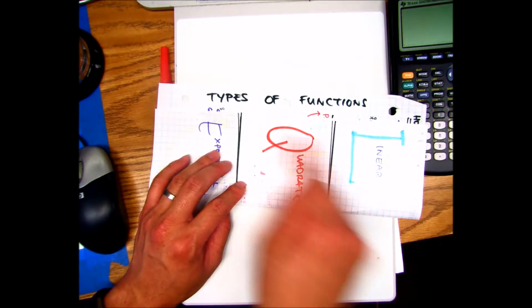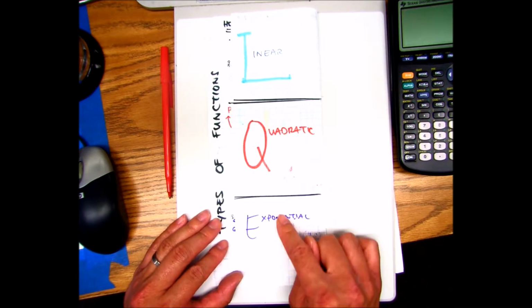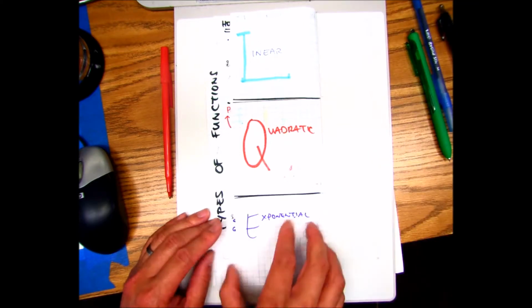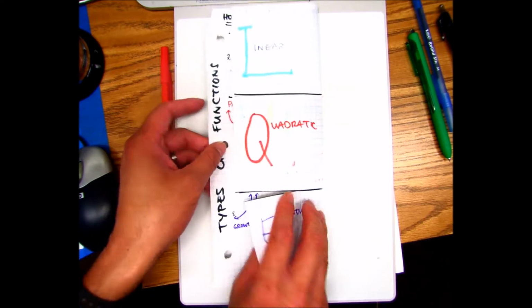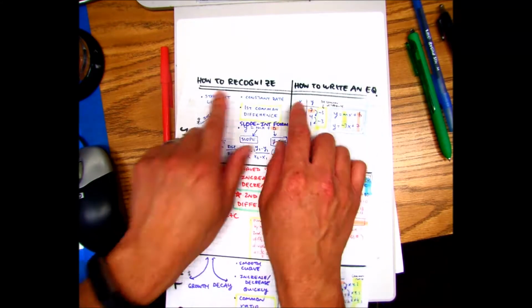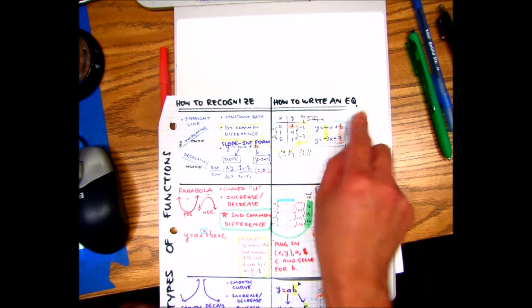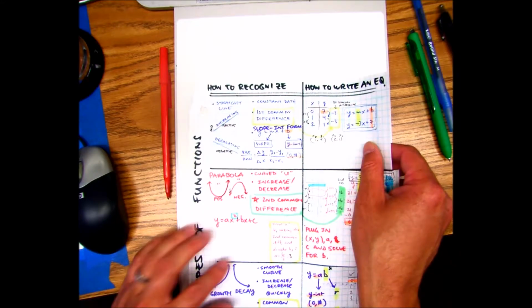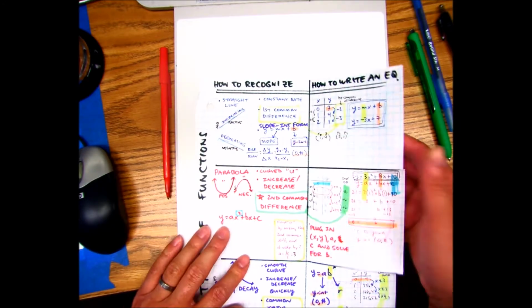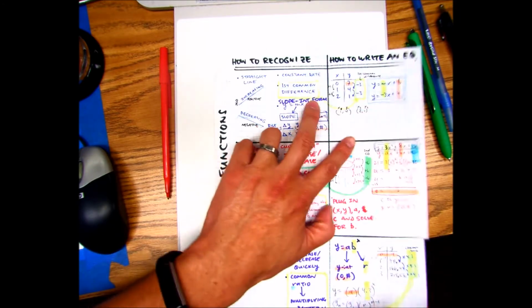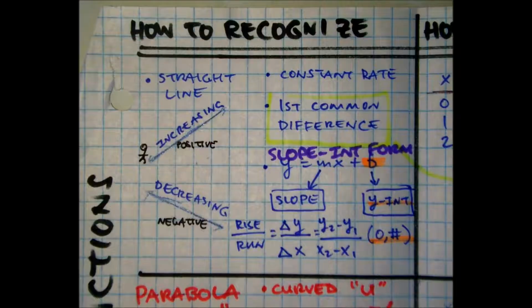So you can just write your types of functions: linear, quadratic, and exponential. And then you open the flaps on the top there. On the left, you're going to write how to recognize, and on the right side, how to write an equation. So let me go ahead and zoom in right here for you.